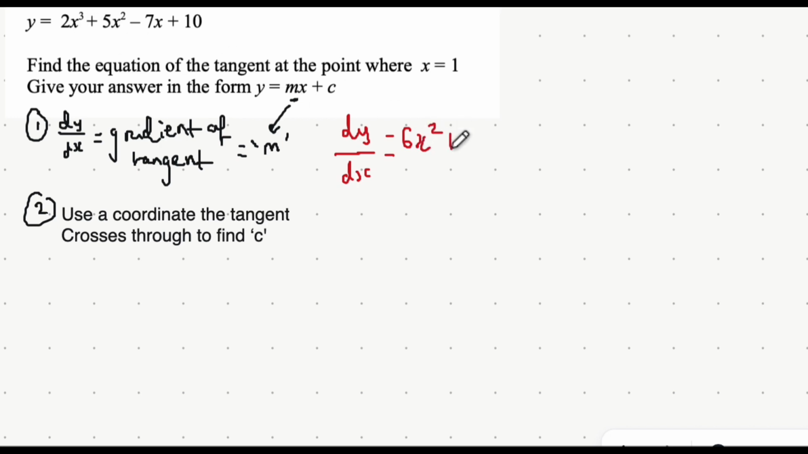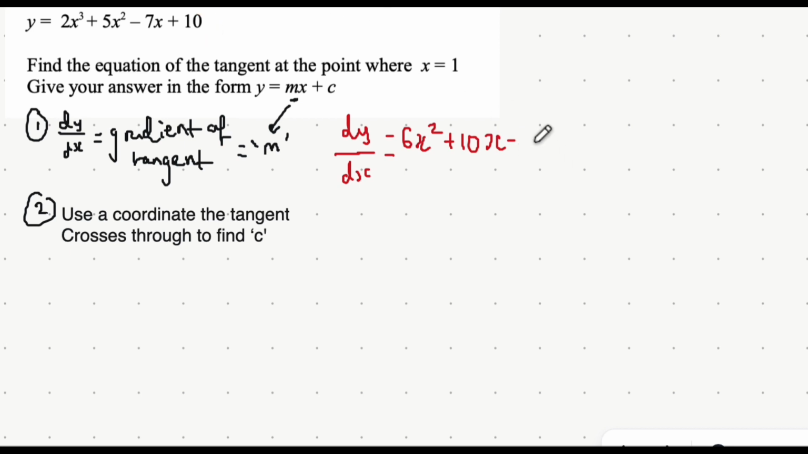So let's do that each term. When you differentiate 5x squared, it's 10x. And then when you differentiate minus 7x, it's just minus 7. When you differentiate a constant, it just goes to 0. The reason for that, by the way, is because this is the same as 10x to the power of 0. And when you multiply 0 to this coefficient, 0 times 10 is 0. So that's why the term ends up becoming 0.